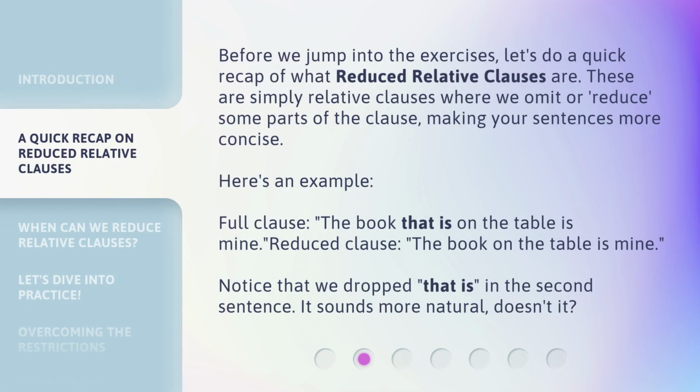Before we jump into the exercises, let's do a quick recap of what reduced relative clauses are. These are simply relative clauses where we omit or reduce some parts of the clause, making your sentences more concise. Here's an example. Full clause: The book that is on the table is mine. Reduced clause: The book on the table is mine. Notice that we dropped "that is" in the second sentence. It sounds more natural, doesn't it?